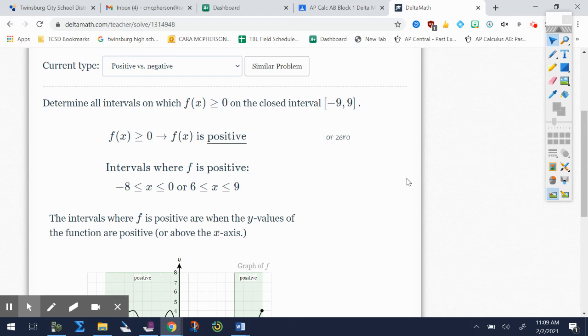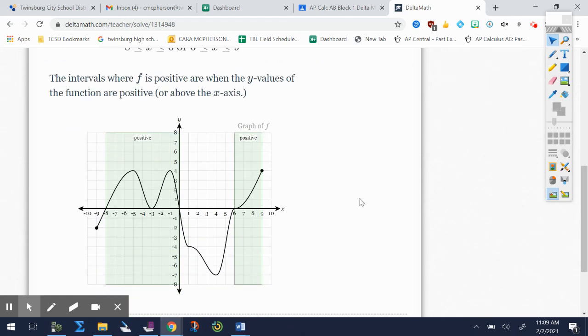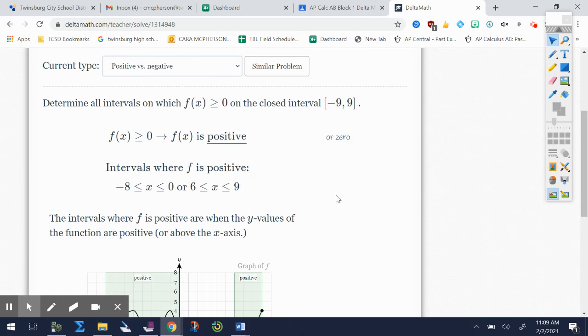So that's your positive versus negative, and then increasing versus decreasing. I wanted you to see practice of both of those. That should get you through the first few problems in this particular topic.